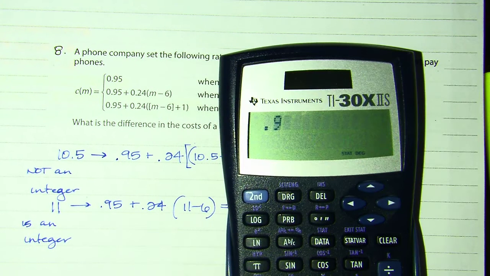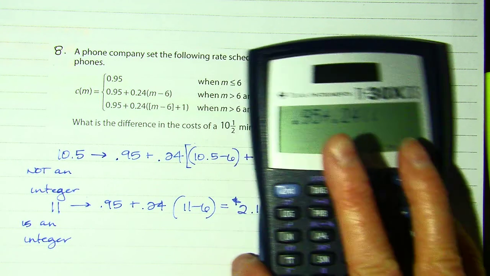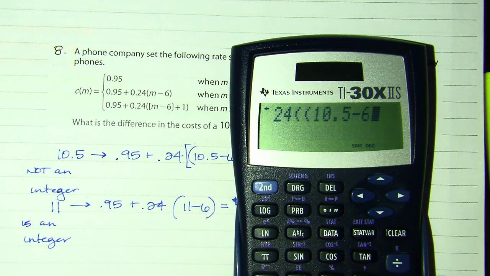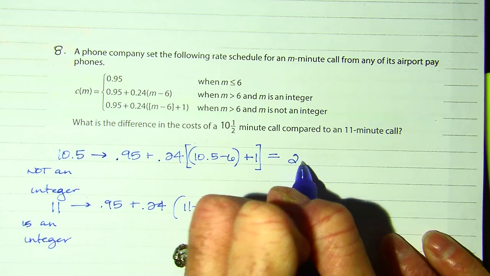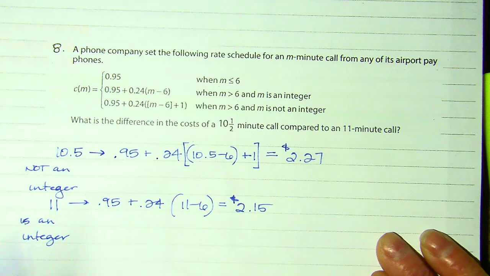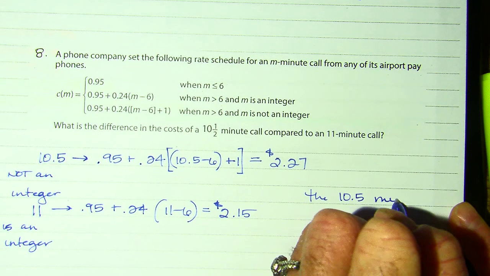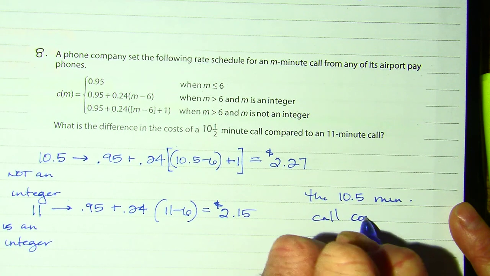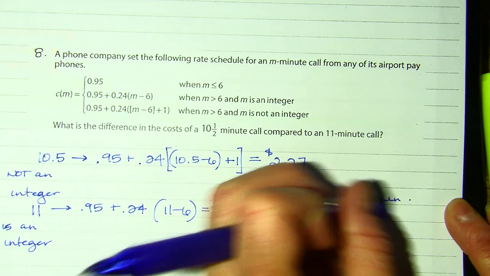Let me edit the top one. So 0.95 plus 0.24 parentheses, parentheses. So I have 10.5 minus 6 plus 1. And I get $2.27. So the 10.5 minute call costs more.